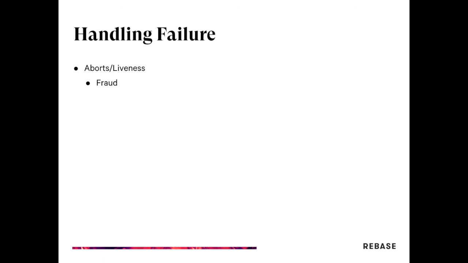How does the system handle failure? So, the section on aborts and liveness. System critical actions like depositing and redeeming must happen within a fixed period of time. If they don't complete, they're considered an abort. Aborts, it's worth noting, are punished less severely than fraud.